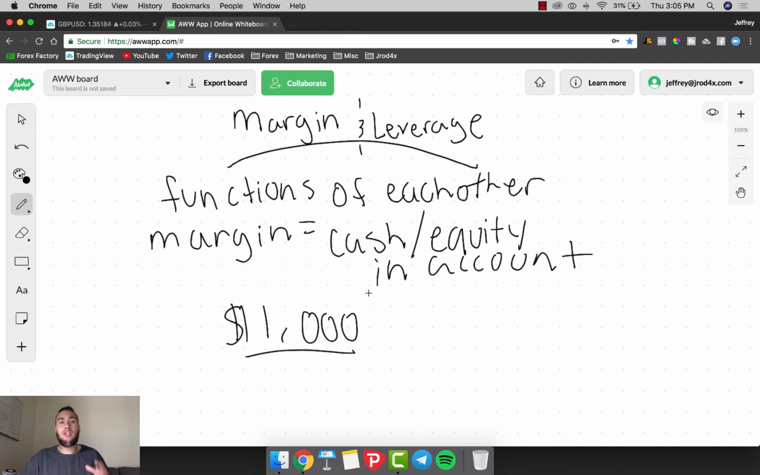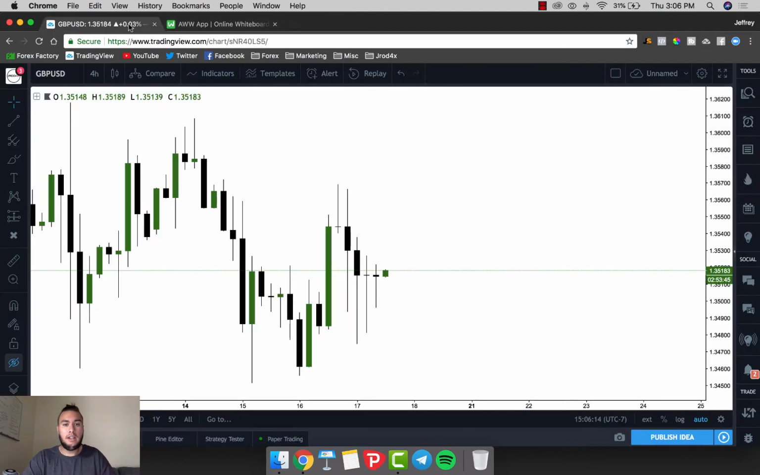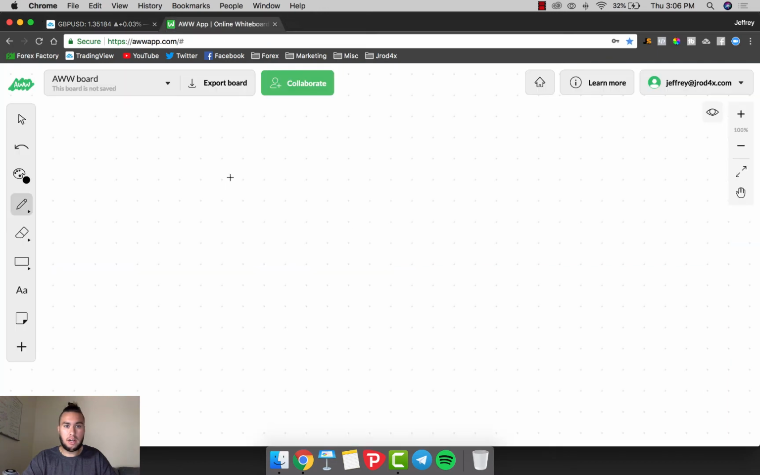One of the common questions that people ask is, how much money do I need in my account to open this position or to hold this position? So let's go over an example and I'll show you exactly what I mean. If we take a look at GBP USD, for example, the current exchange rate is 1.35185. So we're going to just go ahead and use 1.3520.